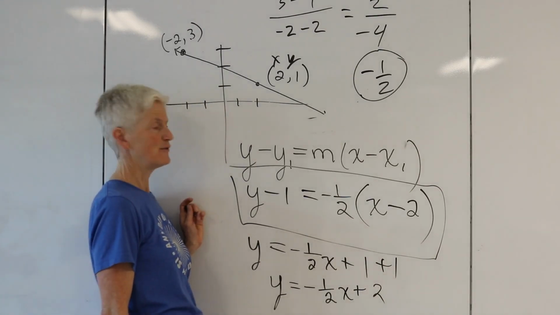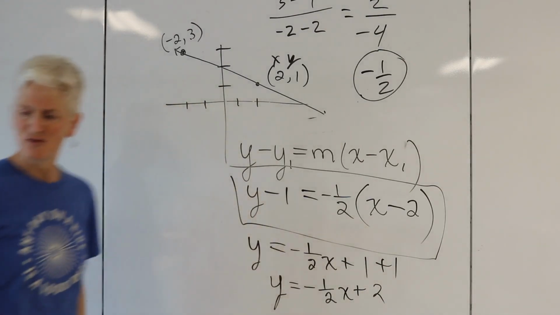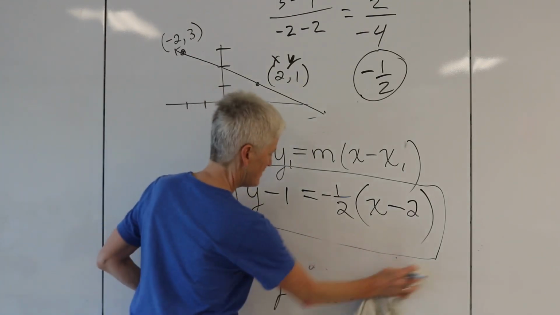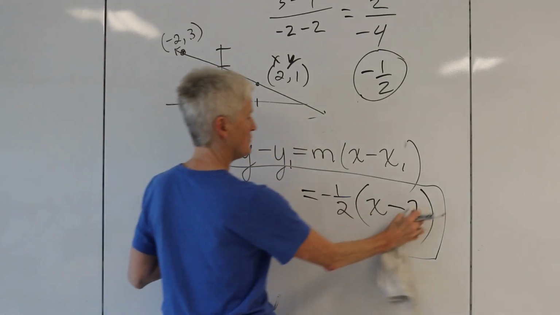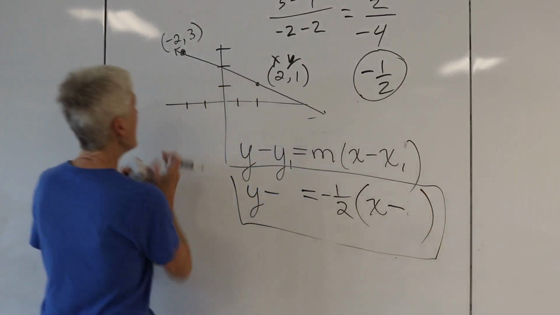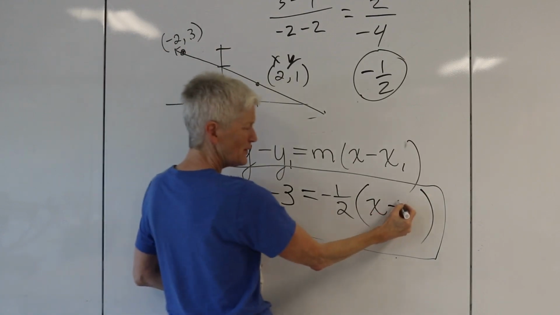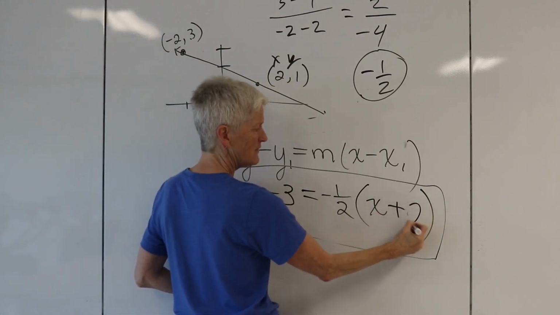Brilliant, Miss Stewart. That is so cool. Hey, could I have chosen the other point instead? Absolutely. All right, let's do that and see if I get the same thing. So that y would be a 3. That x is a -2. So again, it would be x minus a -2.